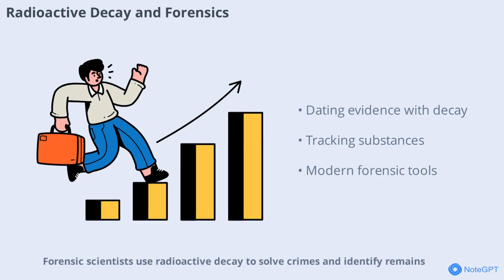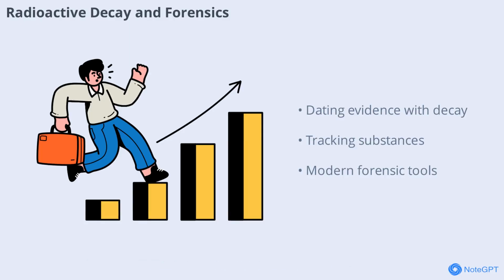Forensic scientists use radioactive decay to solve crimes and identify remains. Techniques like radiocarbon dating can determine the age of bones or other evidence, helping investigators piece together timelines. Radioactive tracers can also be used to track the movement of substances in criminal investigations. These scientific tools have become essential in modern forensic science.